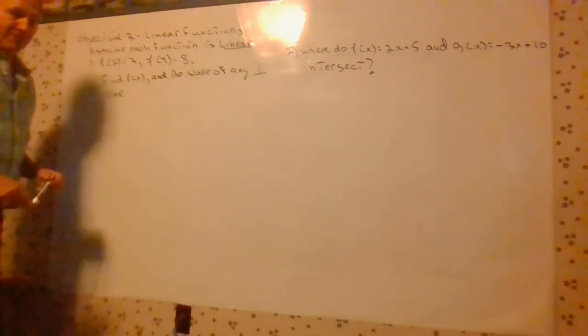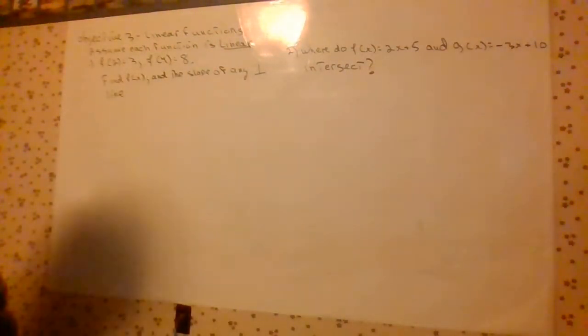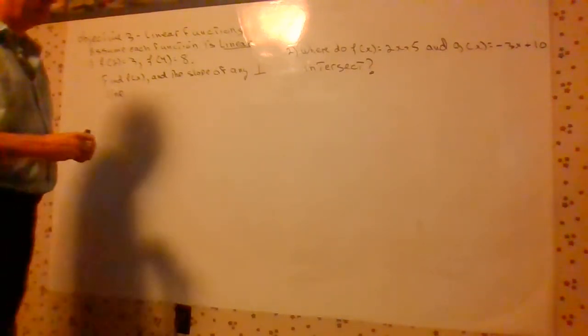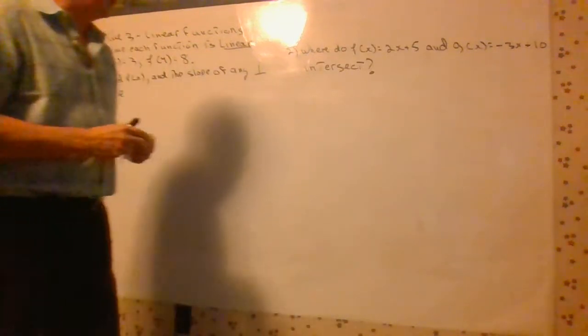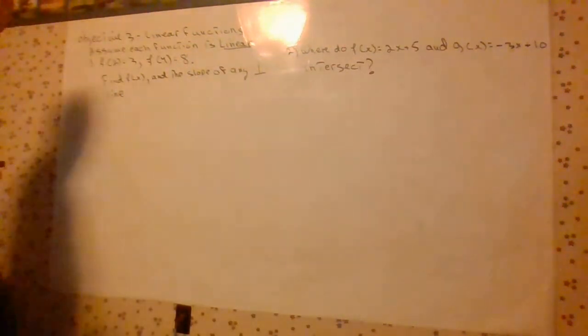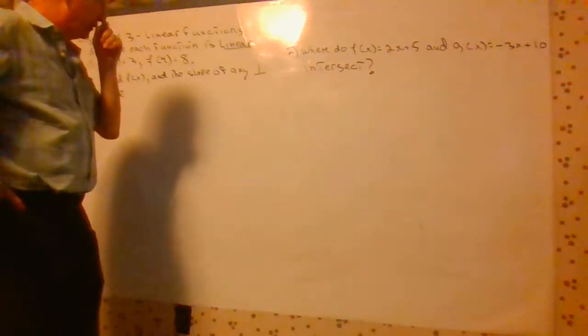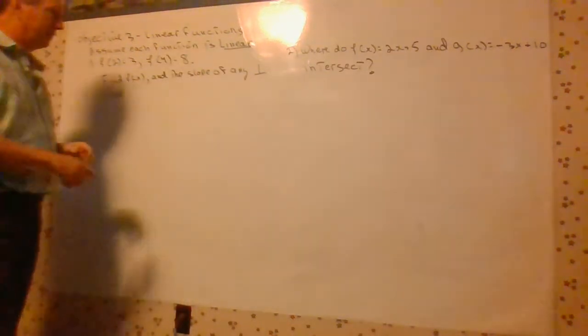Objective 3, linear functions. This is a review, but nonetheless it's good to review it fairly quickly. We'll even add a simple problem that's useful in calculus. We're going to assume a function is linear. You'd have to know something about the function. There are plenty of instances where linear functions come about.